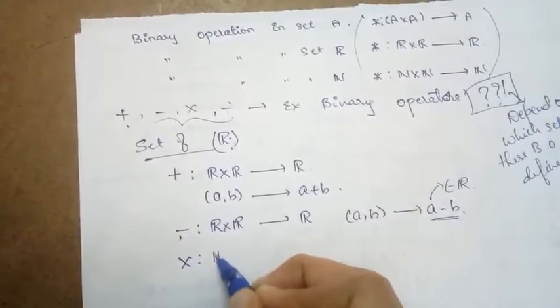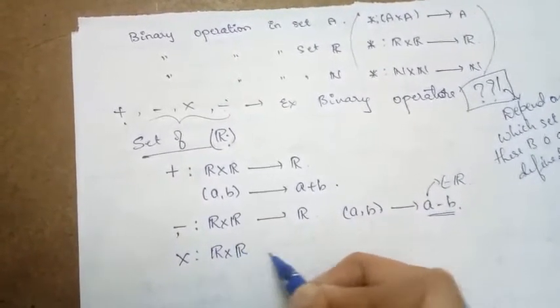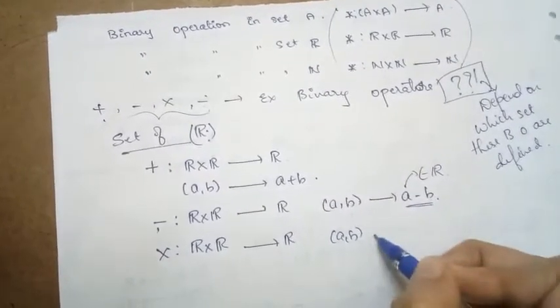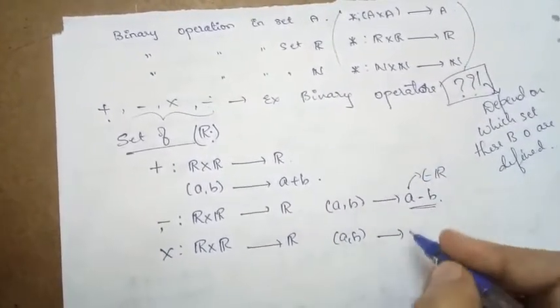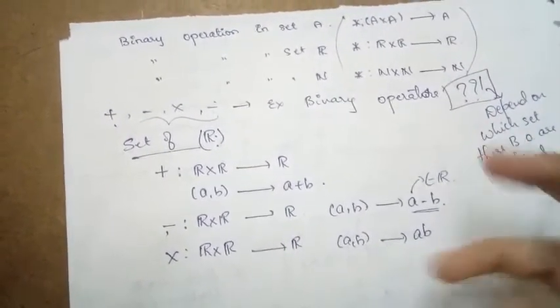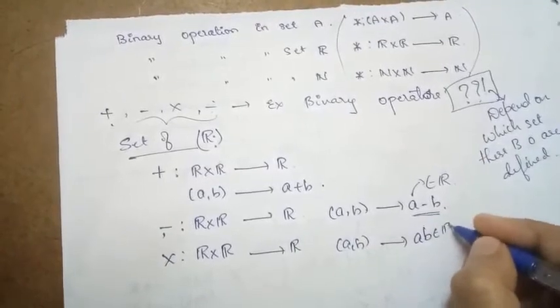Multiplication, what happens? Even at that time it is R cross R to R. I consider any two elements, the multiplication between these two numbers. So (a, b) goes to a into b, and obviously this one also belongs to R.